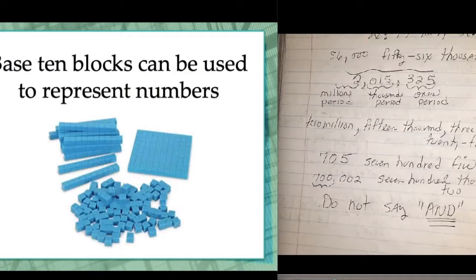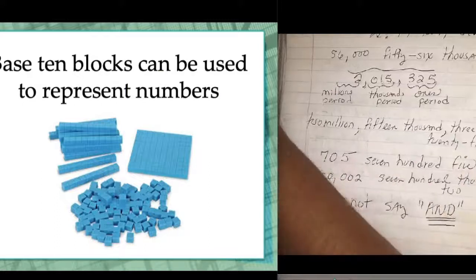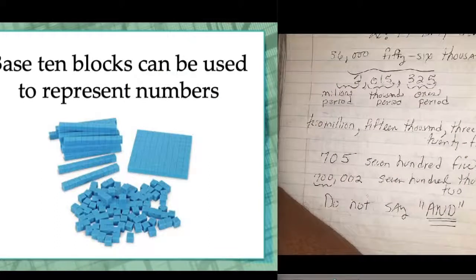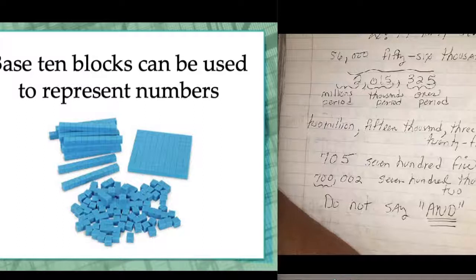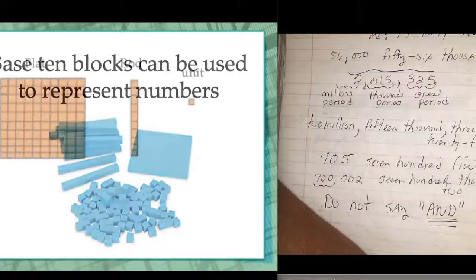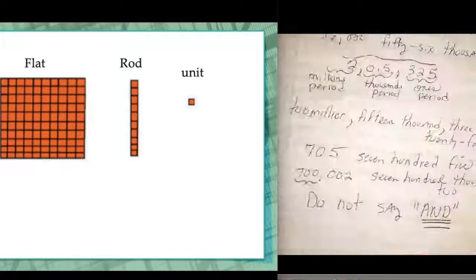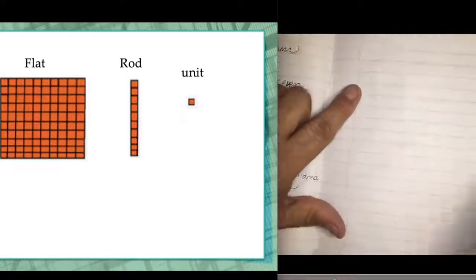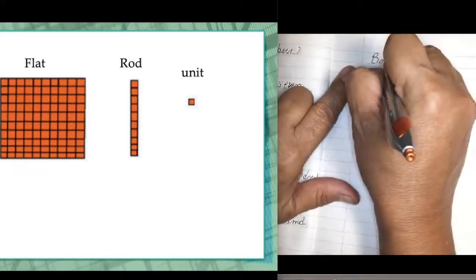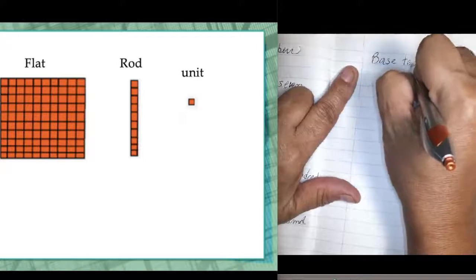Okay. So the last topic we're going to look at very briefly are base 10 blocks. In the next unit, we are going to be using base 10 blocks just like they do in elementary, to teach place value, to teach adding and subtracting, multiplying, and so on. Okay, so I'll do it on the next page here. So we have base 10 blocks. Let's just look at the names and their values.